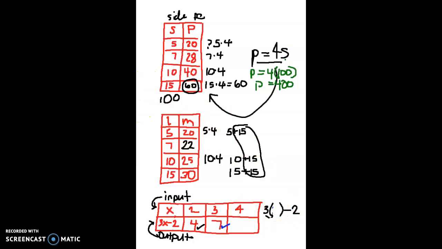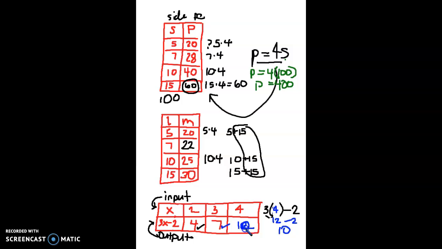Let me get the right pen. All right, there we go. So 3 times 4 is 12 minus 2 is 10, and that's my output. All right, so let's go ahead. And that is not 10. This is supposed to be 10.